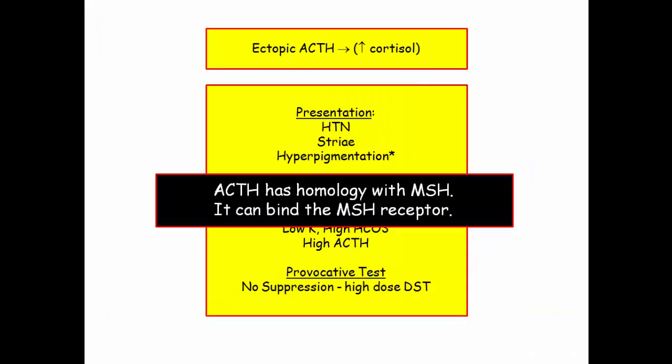Just a quick word on that hyperpigmentation. ACTH does have homology with melanostimulating hormone, MSH. As such, it can bind the MSH receptor and cause hyperpigmentation. This is a low-yield fact, but I've seen it buried in some of the more challenging questions.